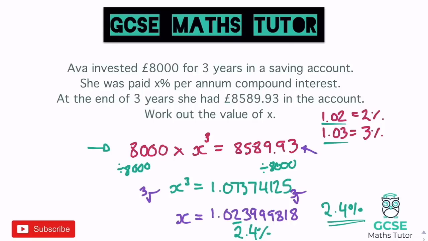So make some notes on there, and figure out how you do your square roots and your cube roots on your calculator, or potentially a fourth root if it was for 4 years or something like that.